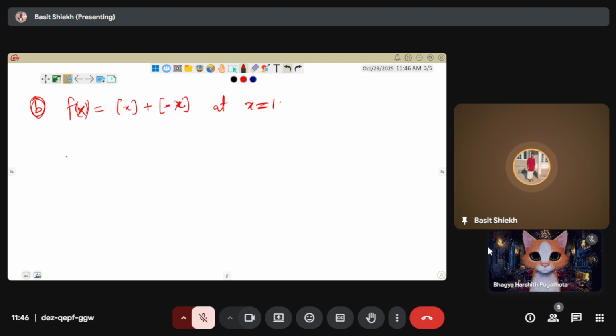Okay, let me get back to the class. F of x equals to greatest integer of x plus greatest integer of minus x at x equal to 1.